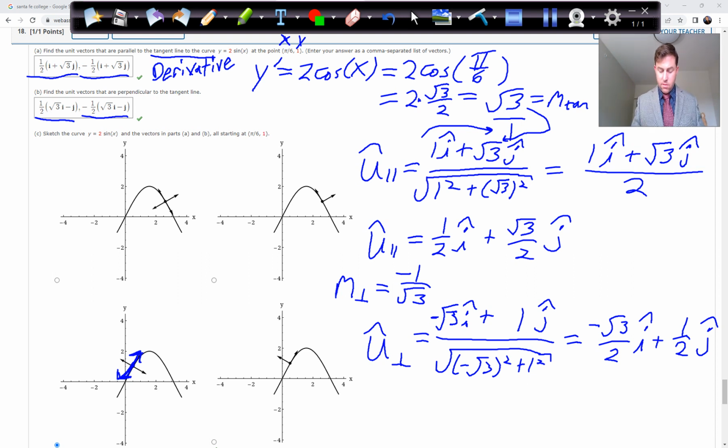Okay, so let's see. And that would give you, wish I used different colors here. So that gives you these two perpendicular vectors. One's positive, one's negative, as shown there. Okay, that's it. So that's problem 18.